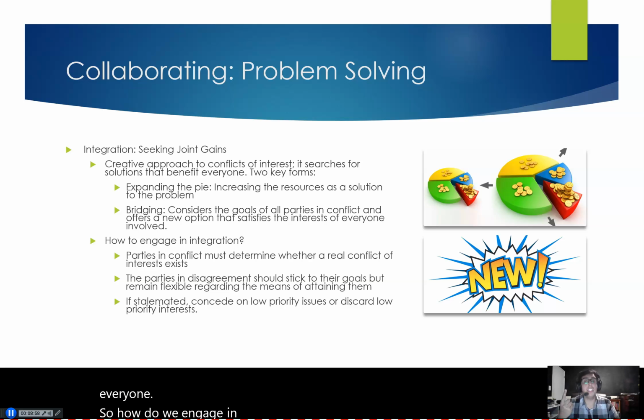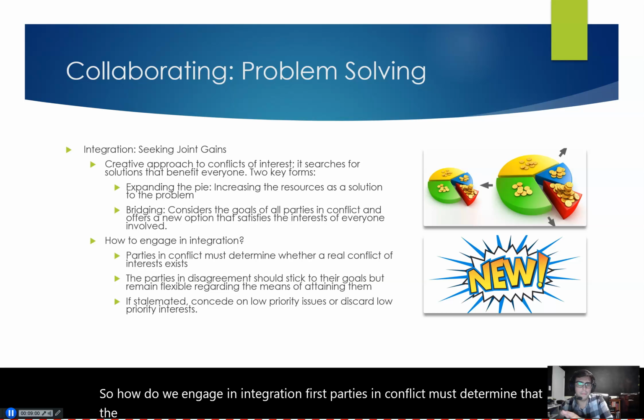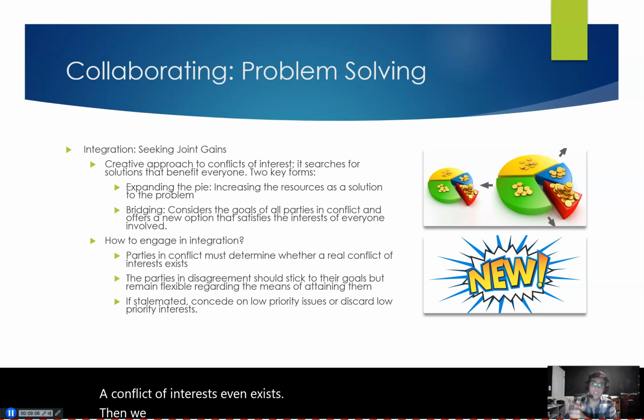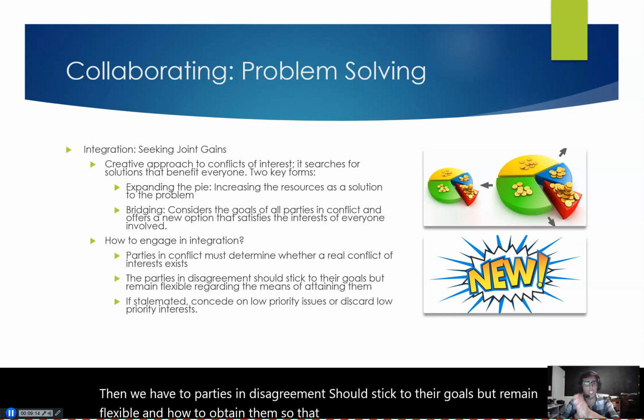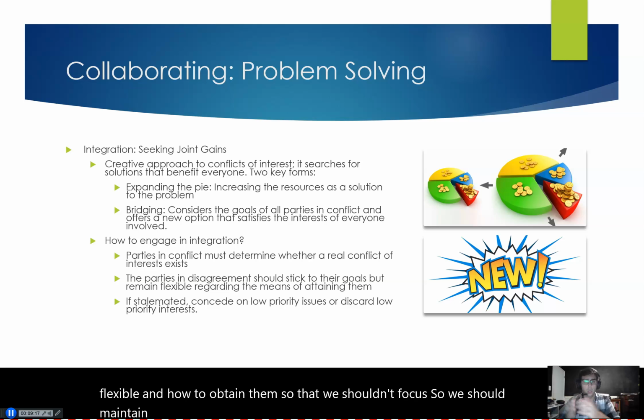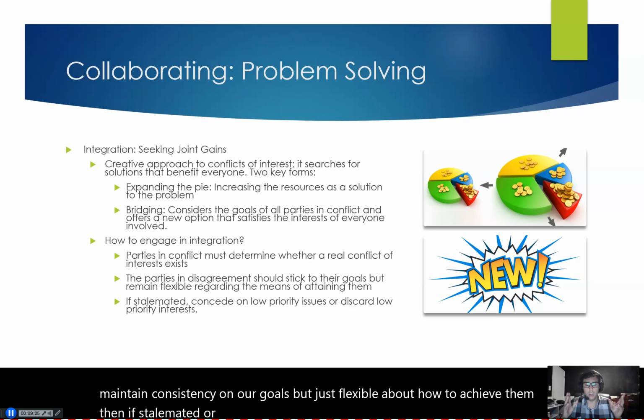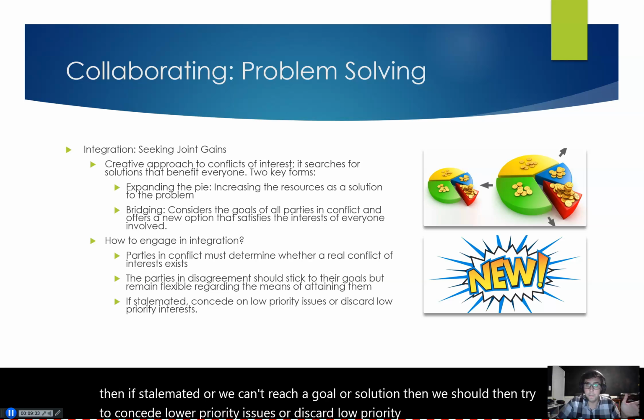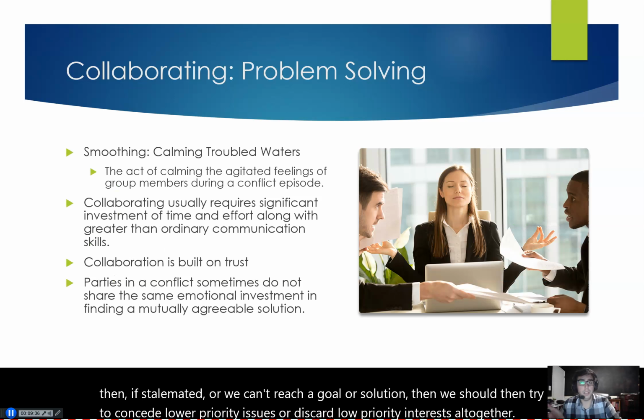First, parties in conflict must determine that a conflict of interest even exists. Then the parties in disagreement should stick to their goals, but remain flexible in how to attain them. We should maintain consistency on our goals, but be flexible about how to achieve them. Then, if stalemated, or we can't reach a solution, we should try to concede lower priority issues or discard low priority interests altogether, therefore getting to collaboration.